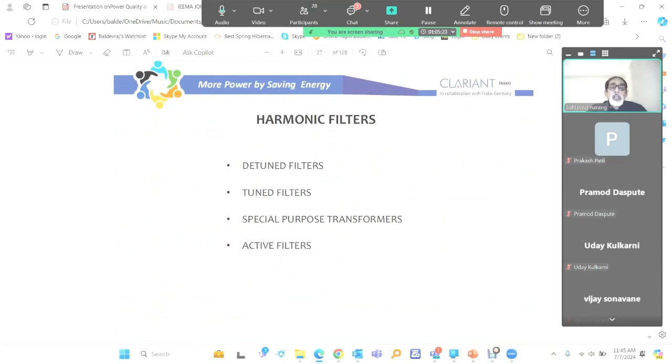Tuned filter means we have a different principle. In an active filter, we are giving a low impedance path to the harmonics. Here we are generating harmonic currents which are 180 degrees out of phase with the harmonics present, and we are injecting them into the system and killing those harmonics.